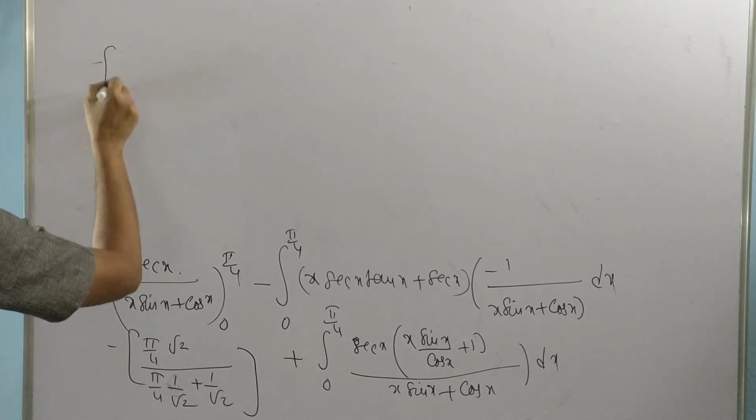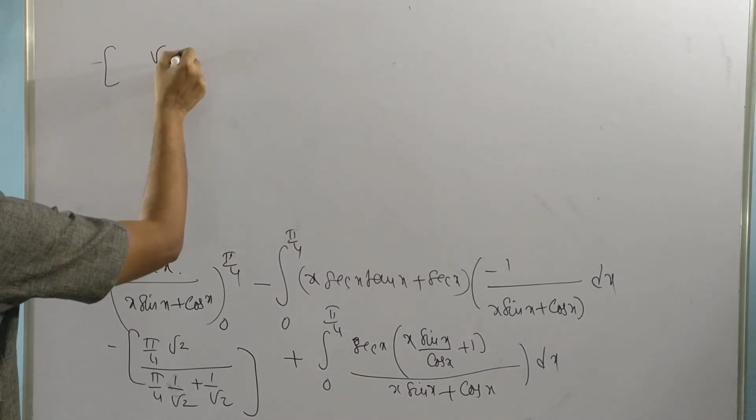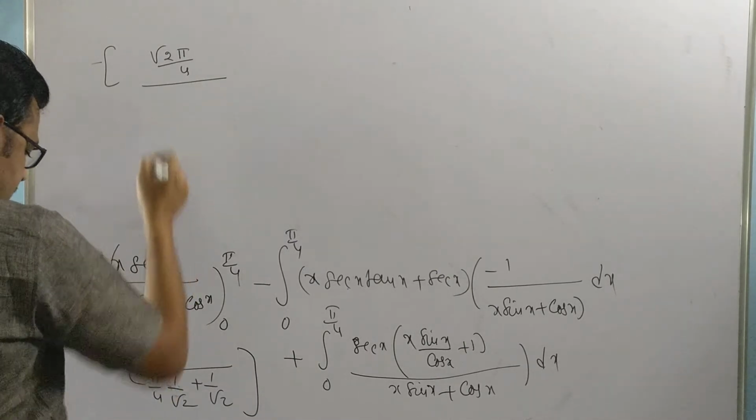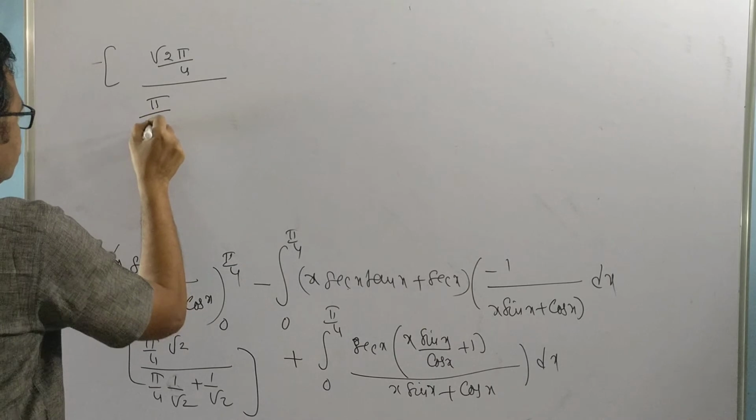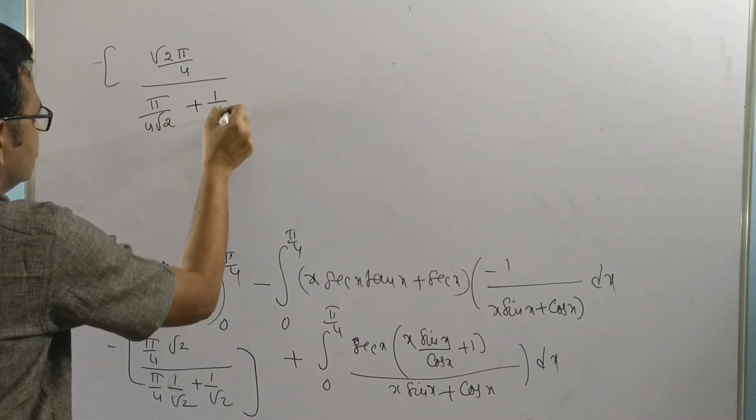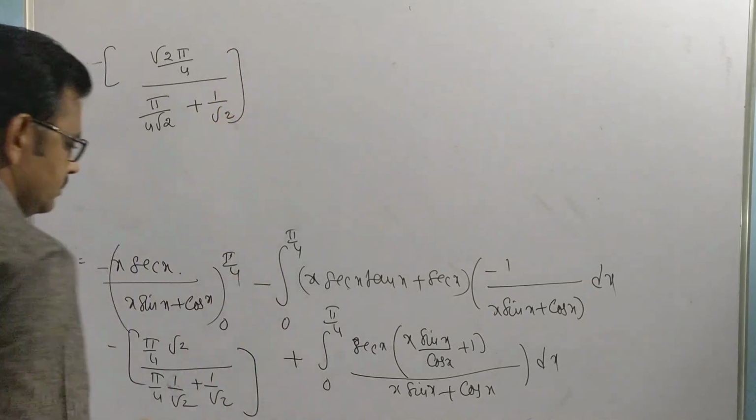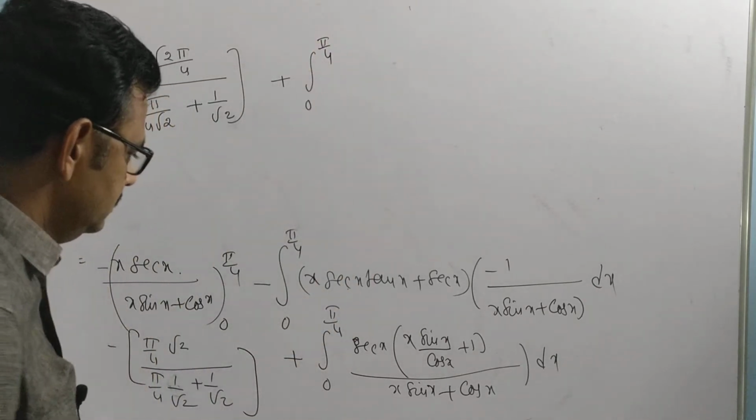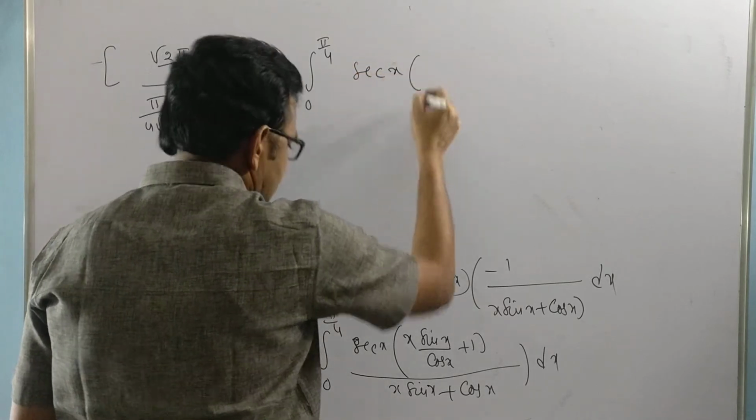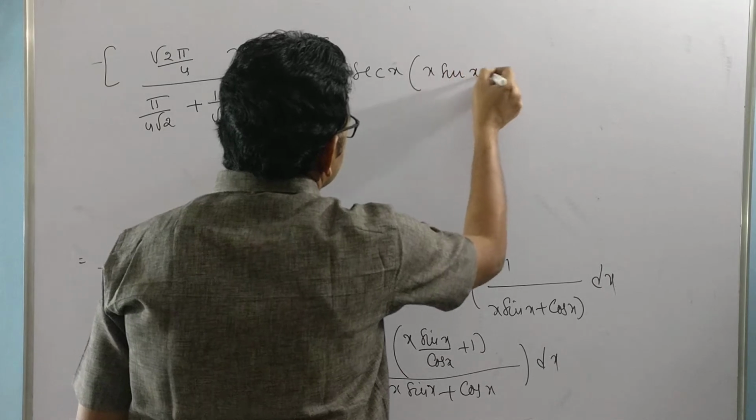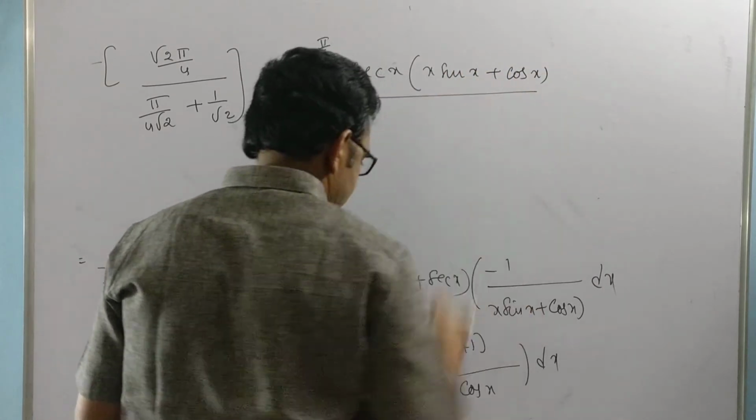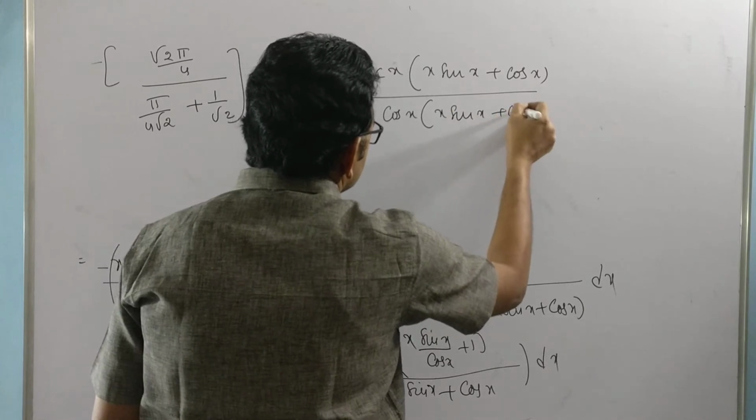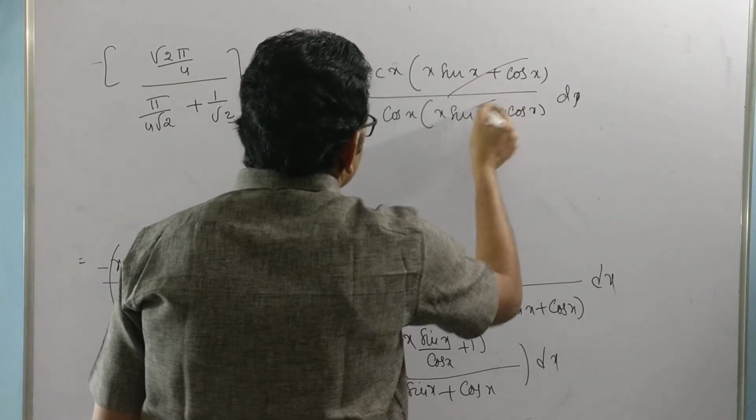So this is minus of pi by 4 root 2, that is pi by 4 root 2, plus 1 by root 2, plus integral 0 to pi by 4 secant x into x sin x, taking LCM, plus cos x by cos x, into x sin x plus cos x dx. So these two get cancelled.